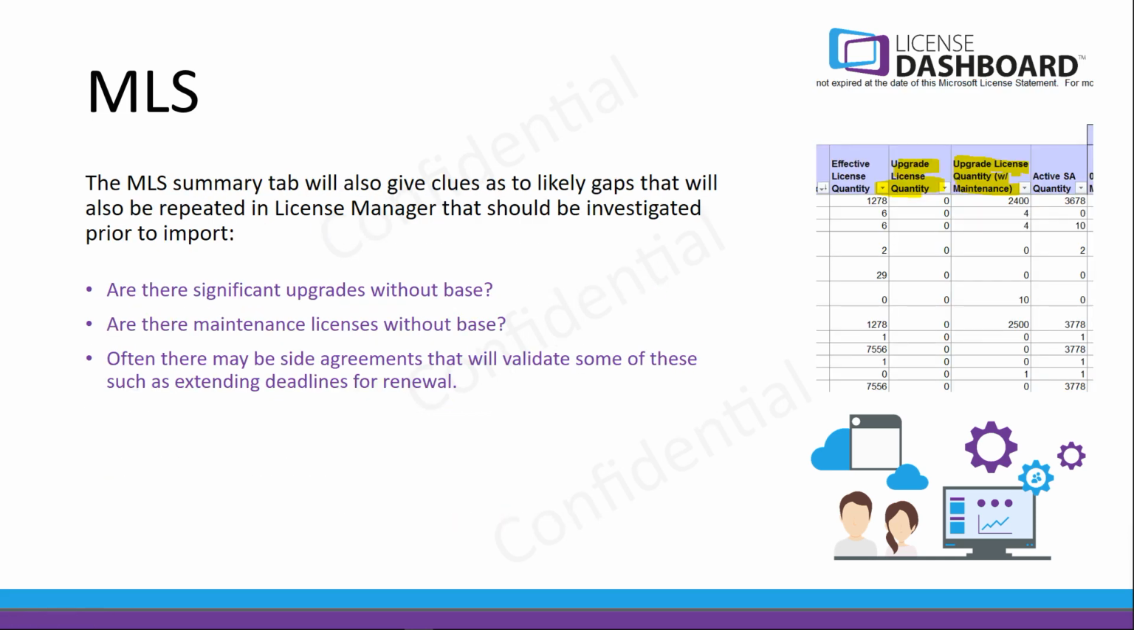Again, prior to importing, there's a summary tab in the MLS that will also offer hints to gaps in base licenses, which you might want to check first. Whilst License Manager will perform its own base calculation, there is a high degree of probability for large shortfalls here that License Manager will come to the same conclusion. Have all agreements been included, with the side agreements, with the contract amendments to validate the renewal?